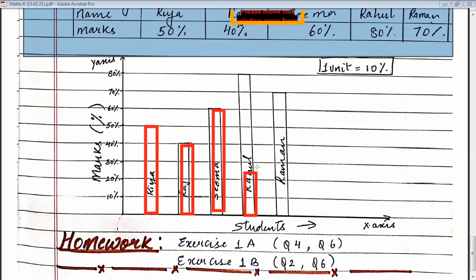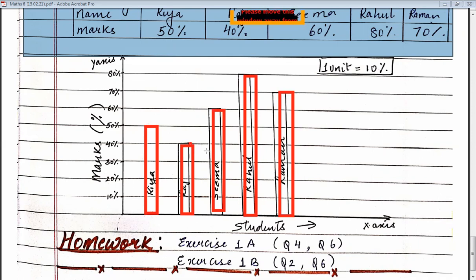So you have to see where is your 80% on the y-axis. So it is your 80%. And the last one is Raman, that is 70%. So you have to show the bar till 70%. So now children, your bar graph is complete. You have written x-axis, you have written y-axis, you have written what is depicted on the x-axis and y-axis. Okay. And your bars should be of equal width.